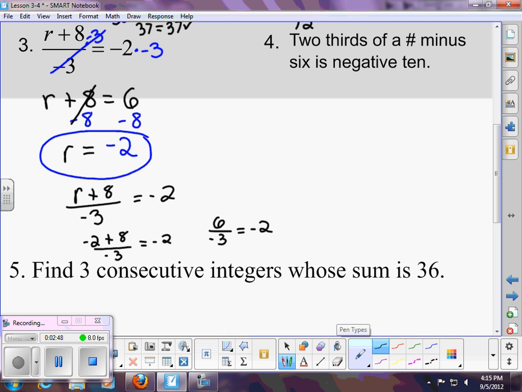And then lastly, we need to know, is 6 divided by negative 3 equal to negative 2? And yes, it is. So that proves that our original answer of r equals negative 2 is correct.